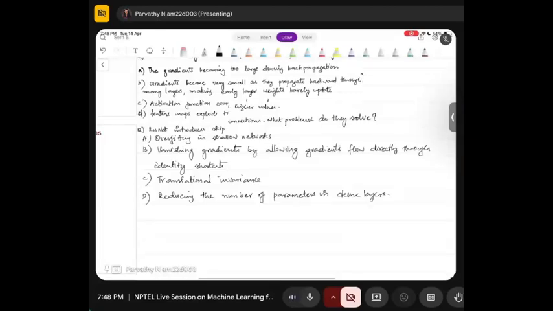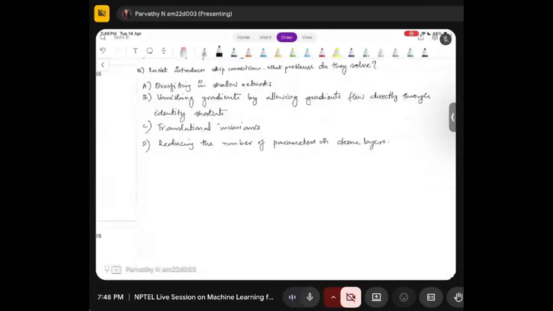ResNet introduces the connection. What problems do they solve? Overfitting in shallow networks, vanishing gradients by allowing gradients to flow directly, translational invariance, reducing the number of parameters in dense layer.